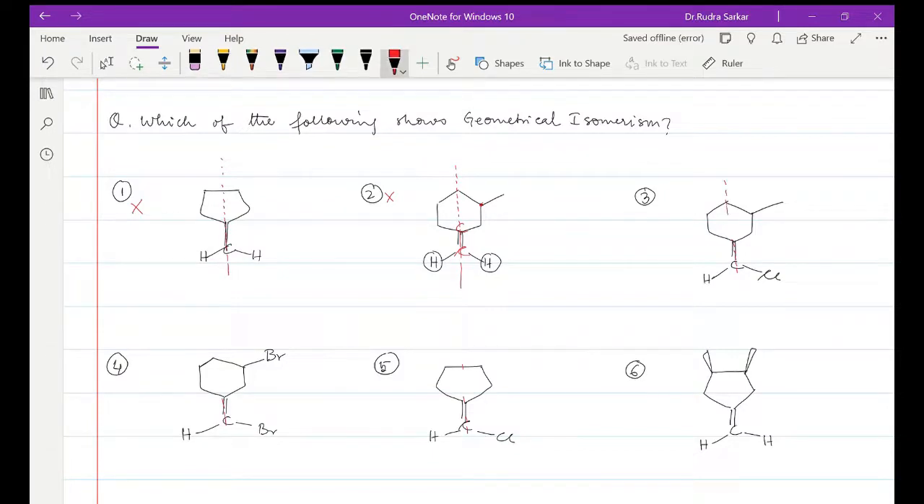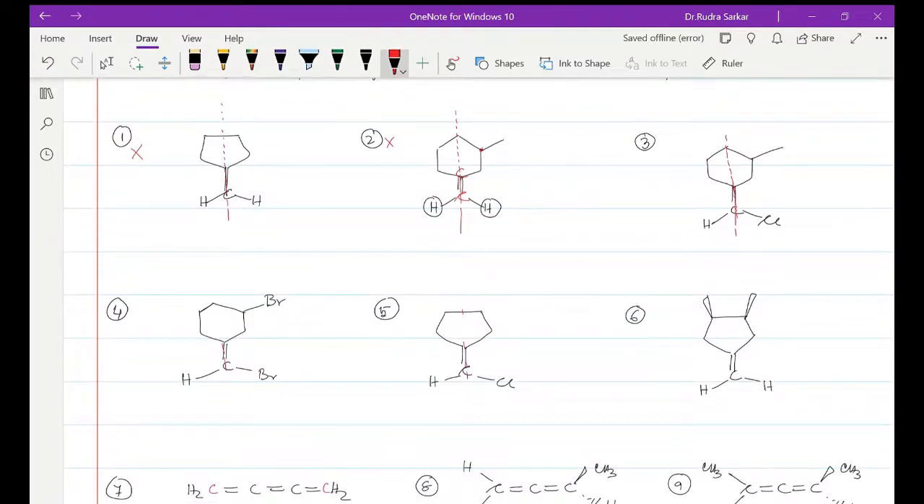For the other one, if we draw a line, then we can easily say that the right hand half is not equal to the left hand half, so GI is possible. For this molecule too, we will say right hand half is not equal to the left hand half, so GI possible.